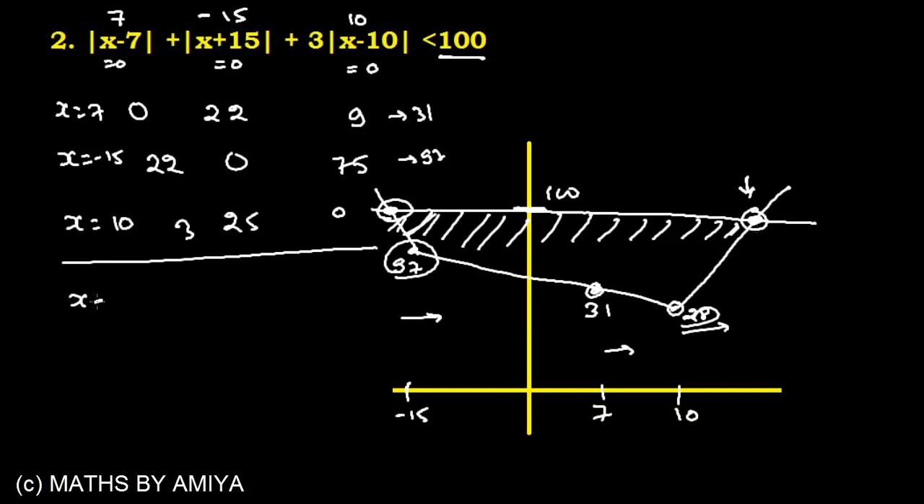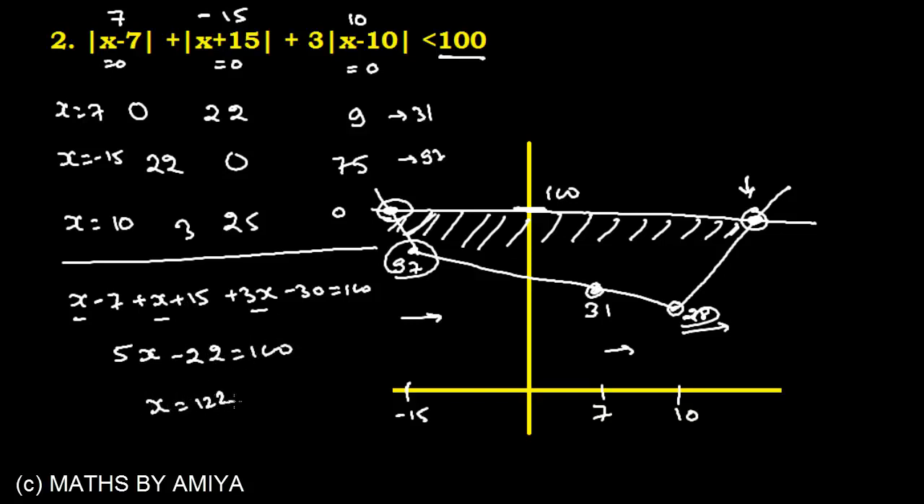Assume this one is positive: x minus 7 plus x plus 15 plus 3x minus 30 is equal to 100. So what is this all about? x plus 3x is nothing but 5x, minus 7 plus 15 is plus 8, that is minus 22, is equal to 100. So x is nothing but 122 by 5, that is nothing but 24.4. So our first critical point is 24.4. We got our first critical point.